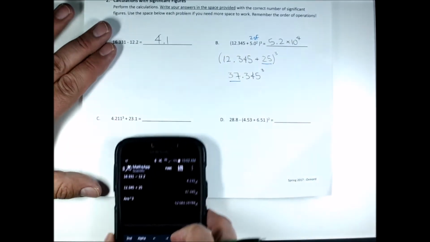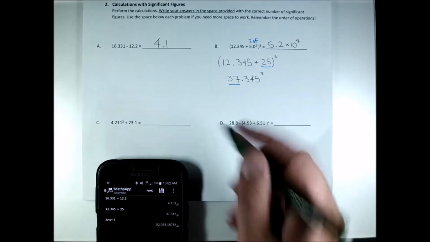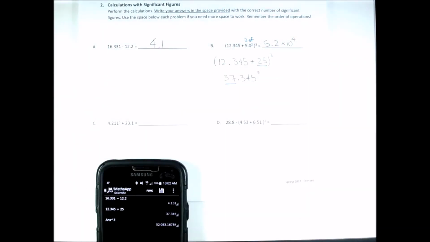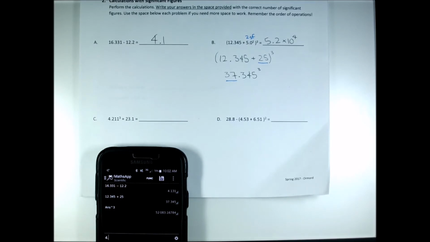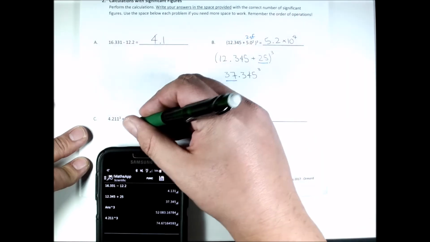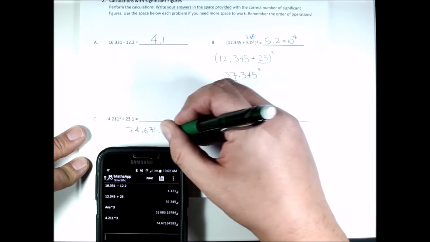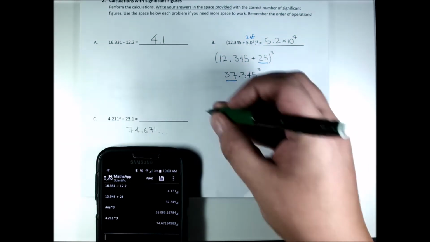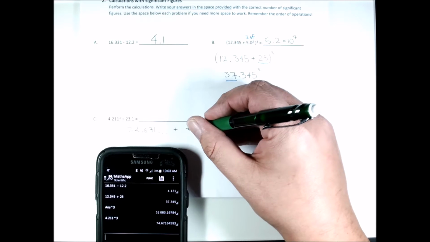All right. Next one here. We need to do the cube term first. So 4.211, I'm going to cube that. And let's write it down here, 74.671, blah, because we know it's not going to go that far down anyway, so I just put the dots there.